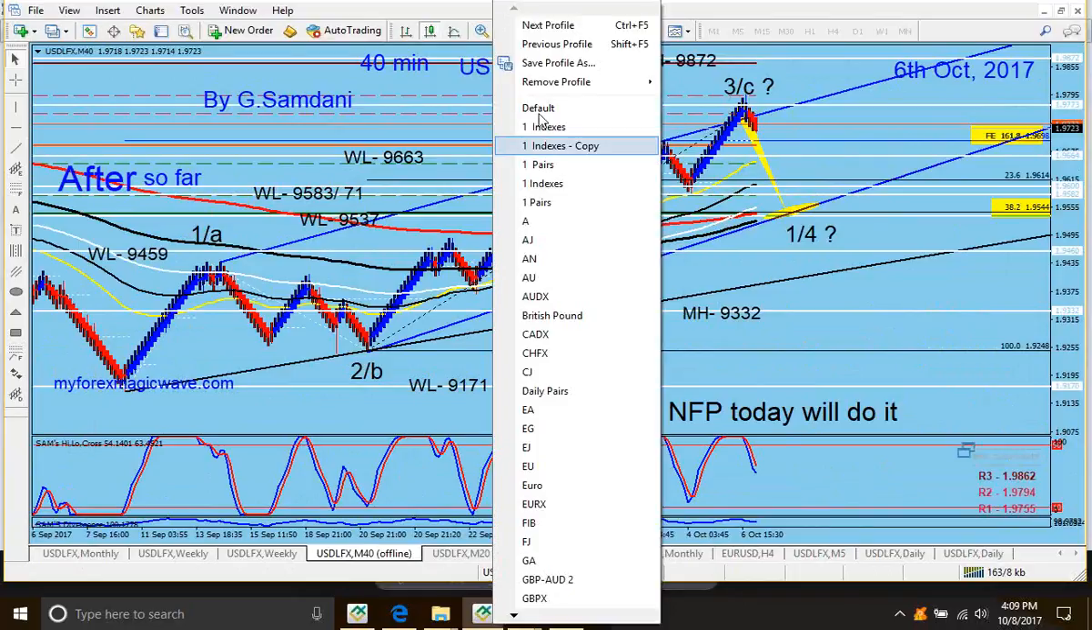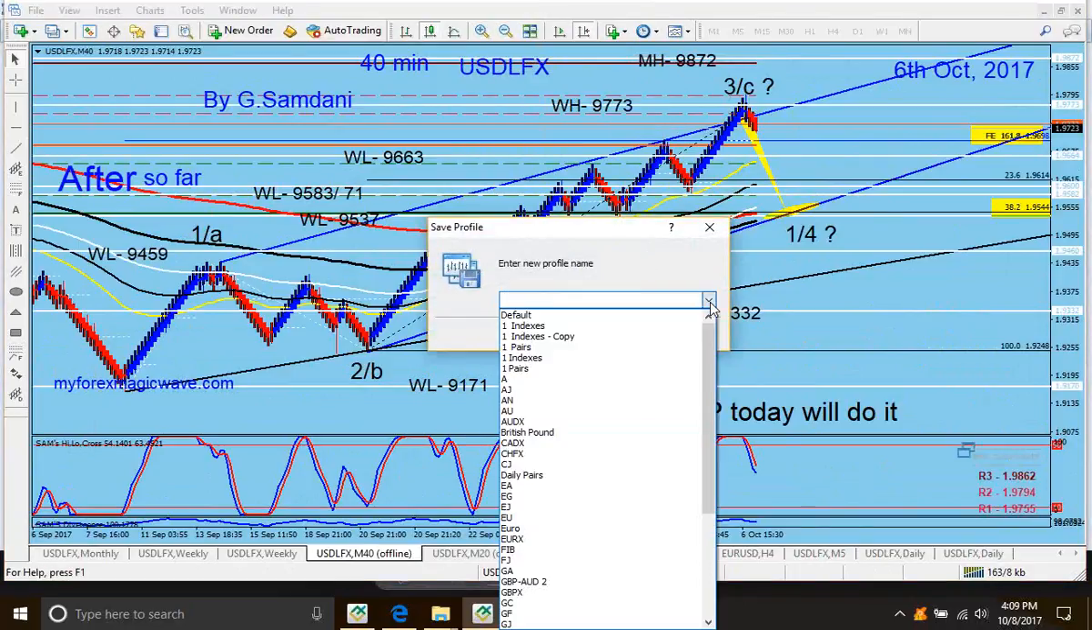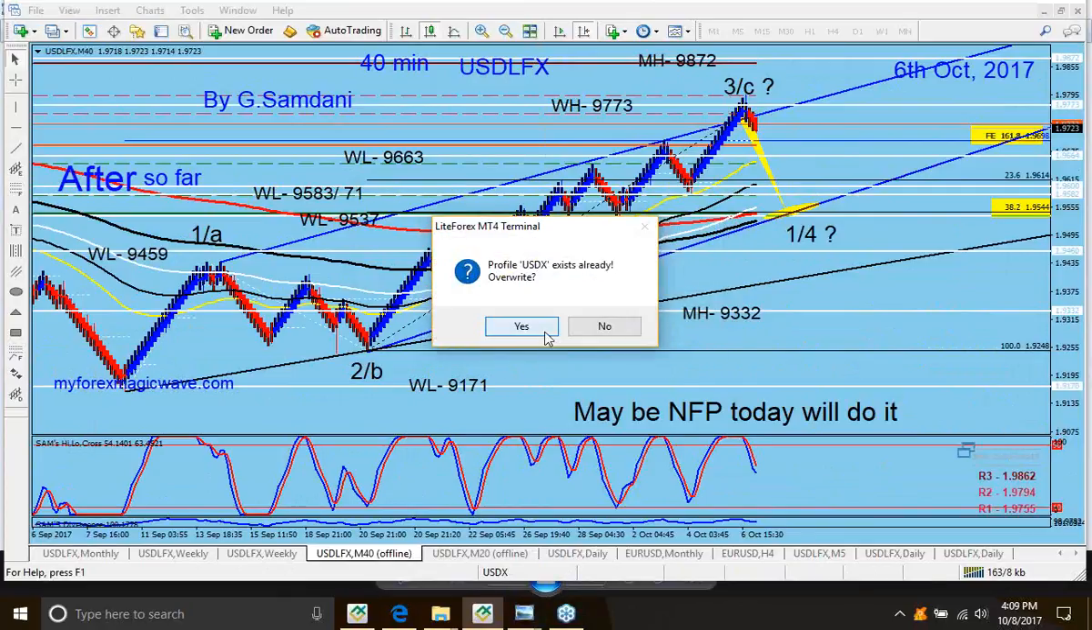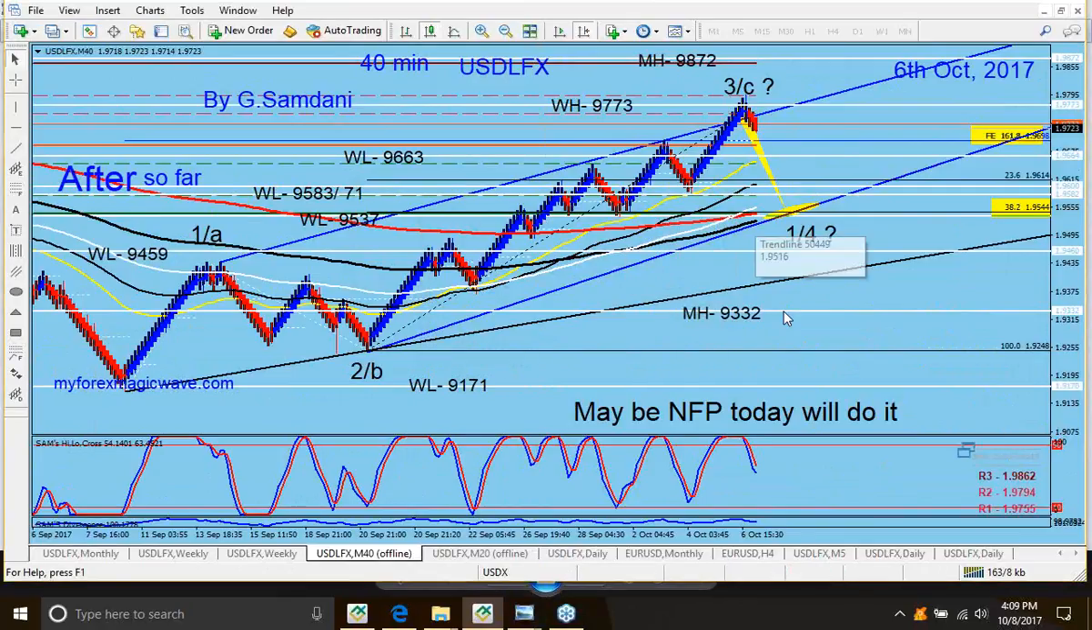Always save the profile when you make the changes, because if not, then the changes will disappear.